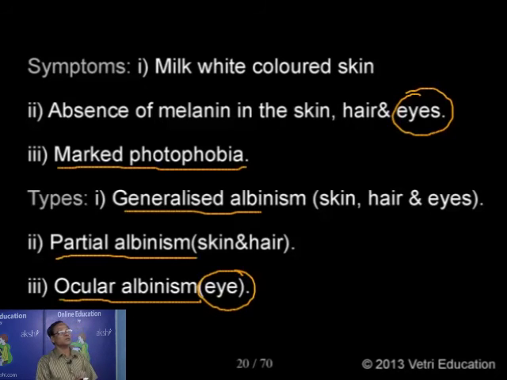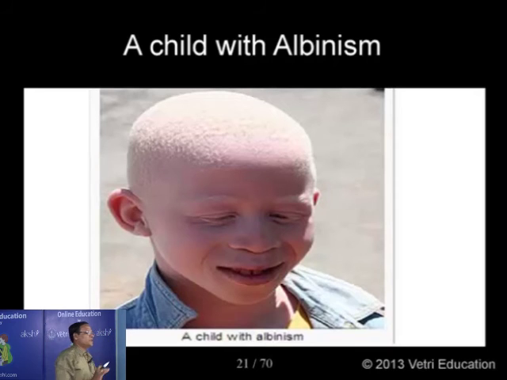Actually, the incidence is one in 5,000 to one in 25,000 people. We have the incidence frequency, one in 5,000 to one in 25,000 people are affected by this disorder. So it also follows the same pattern of inheritance.